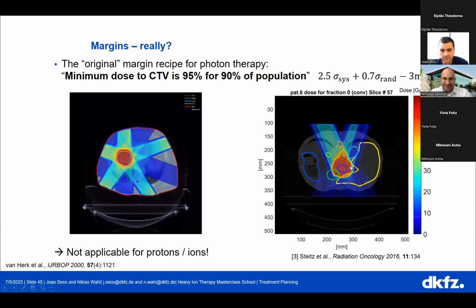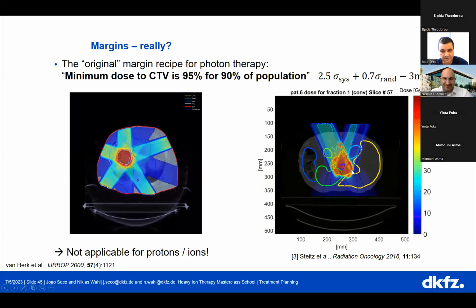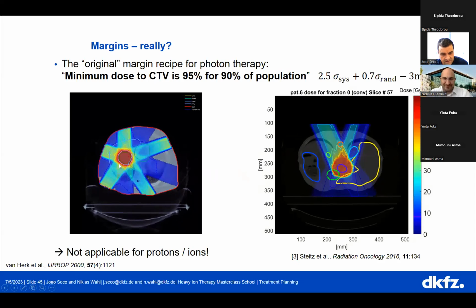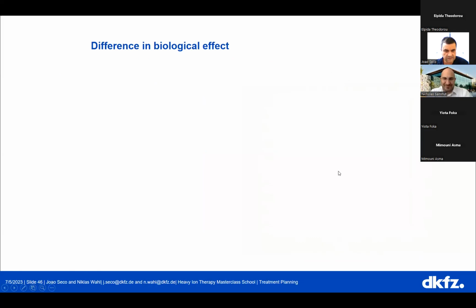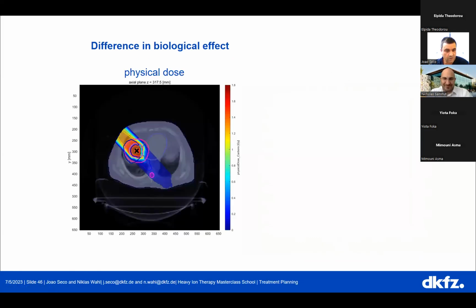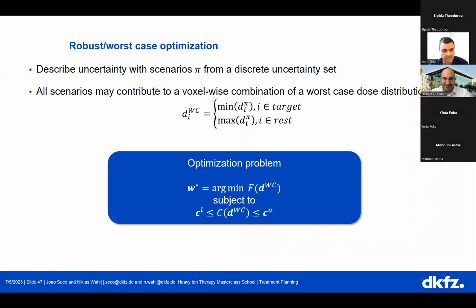And here we have, for example, variations of just setup errors. Notice how the coverage of the tumor changes significantly because of motion. In the case of the photons, it's not so sensitive. In the case of the protons, it's extremely sensitive to these variations. So you'll notice cold areas in the tumor. The biological effect also changes, of course, and you have to account for this in a way. So how do we do that?